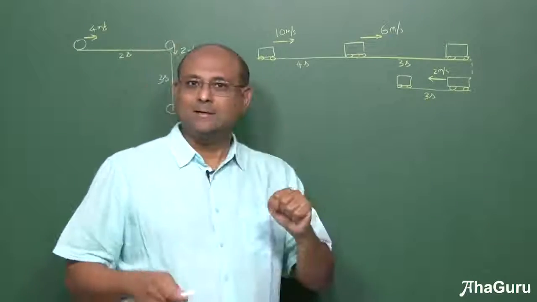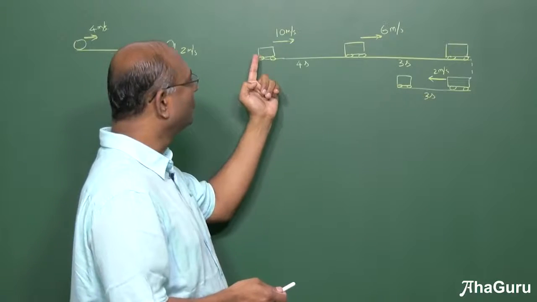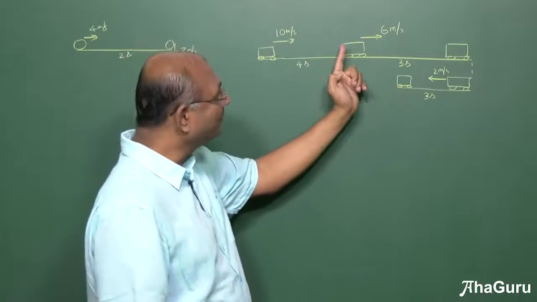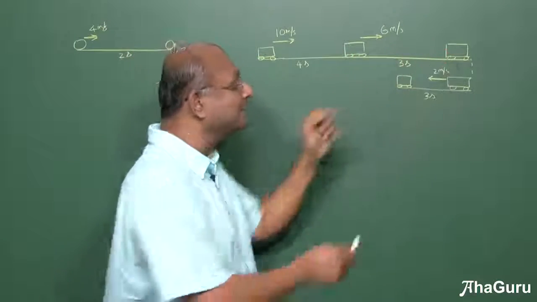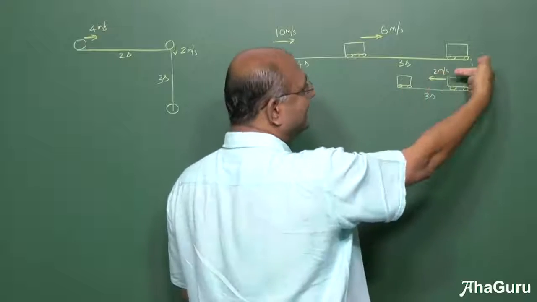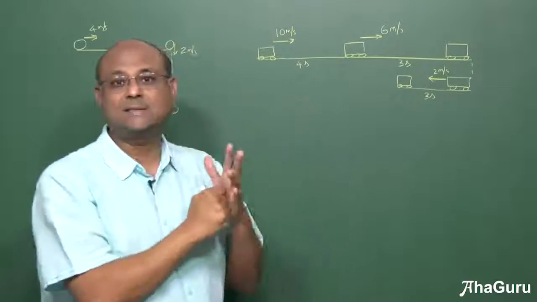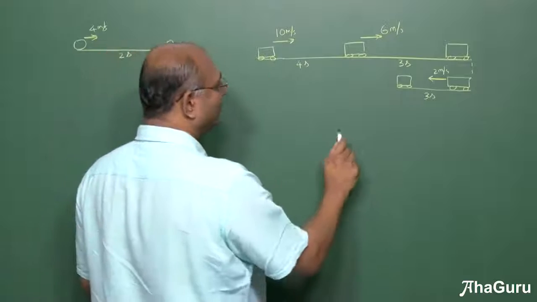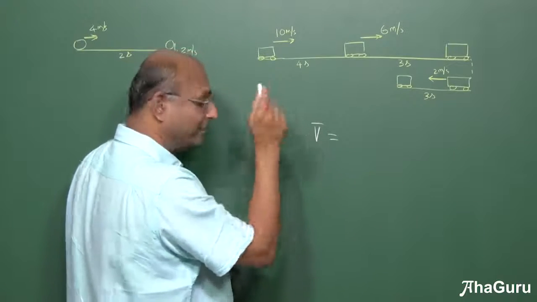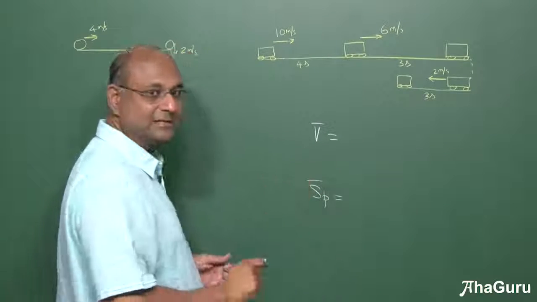Now in this question, there is a bus or a truck or whatever you want to call that is moving first with 10 meters per second for 4 seconds, then is moving at 6 meters per second for 3 seconds, and then it decides to come this way suddenly. Okay, that's a big change. And then it comes back, I've drawn it below, 2 meters per second for 3 seconds. We want to find out what is the average speed and the average velocity. So here is the average velocity. This is the average speed.